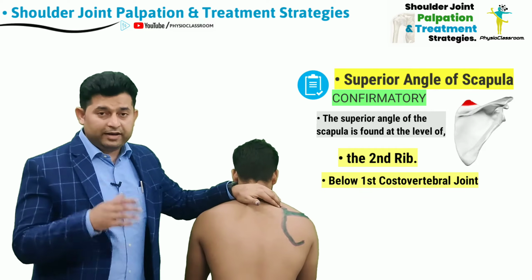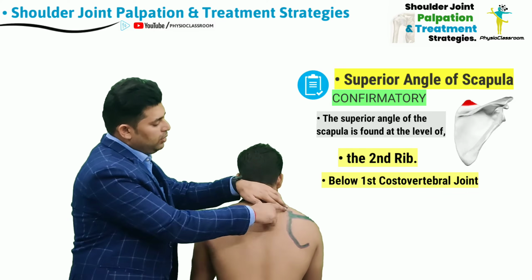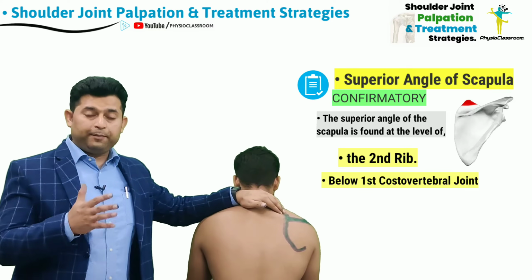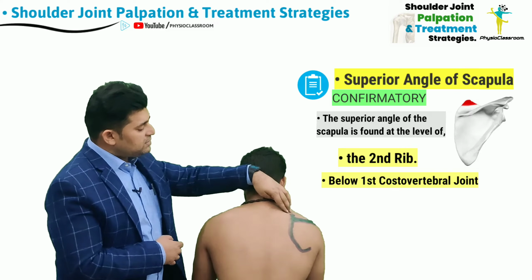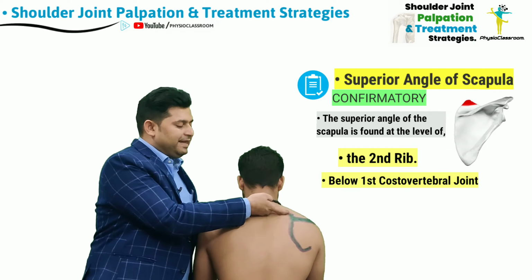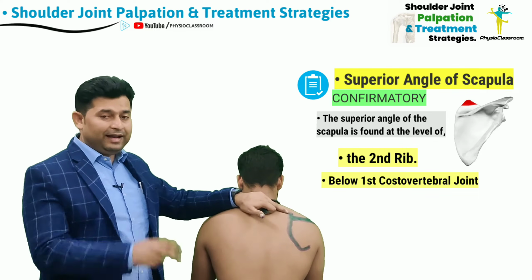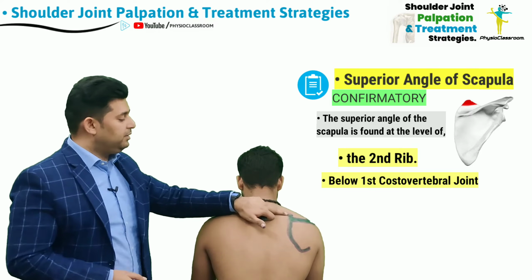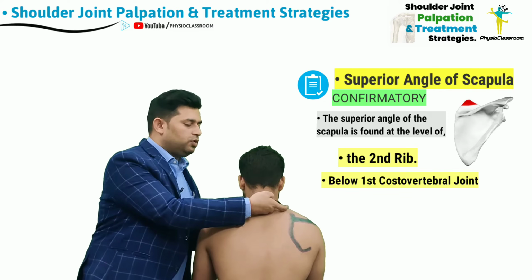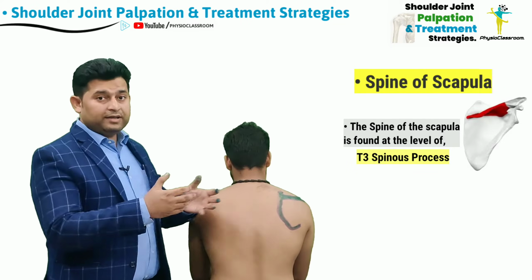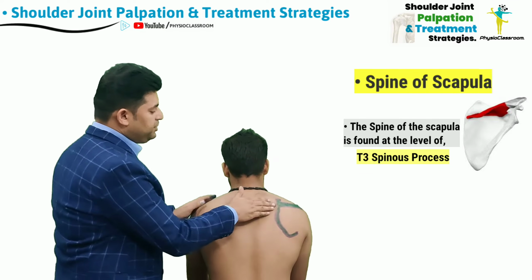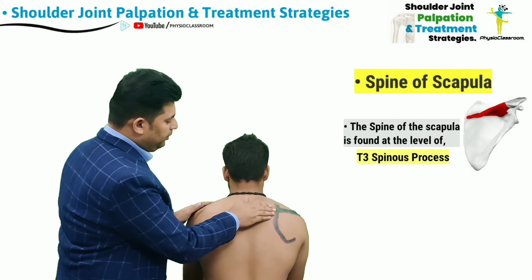Another important thing to remember about the location of the superior angle of the scapula is that it lies approximately at the level of the second rib and lies directly inferior and adjacent to the first costotransverse joint. Next, proceeding towards the palpation of the spine of the scapula.